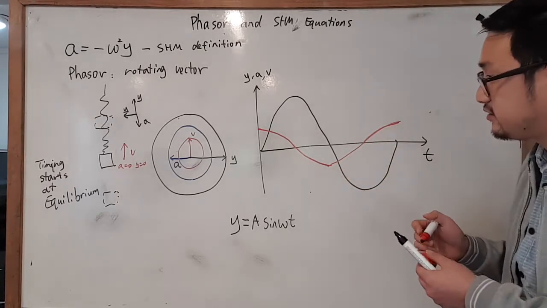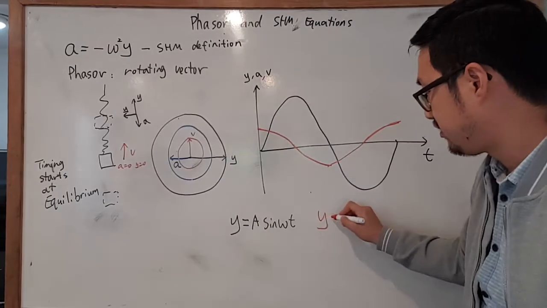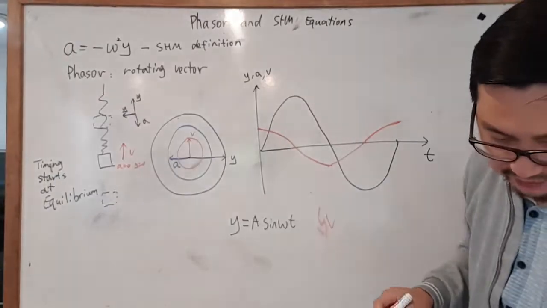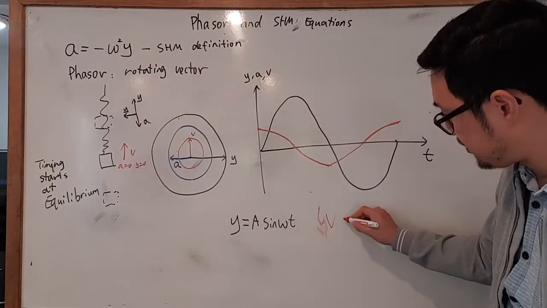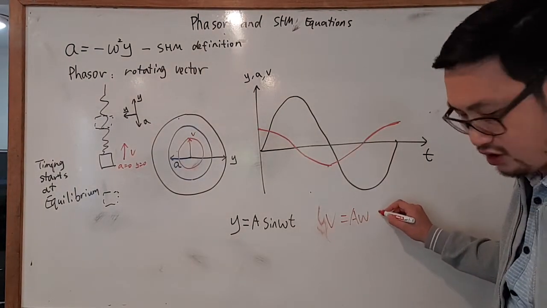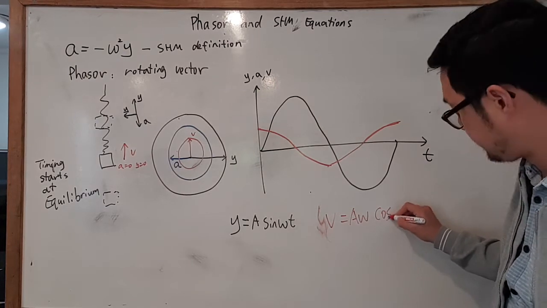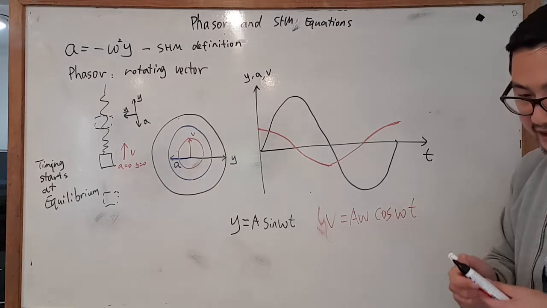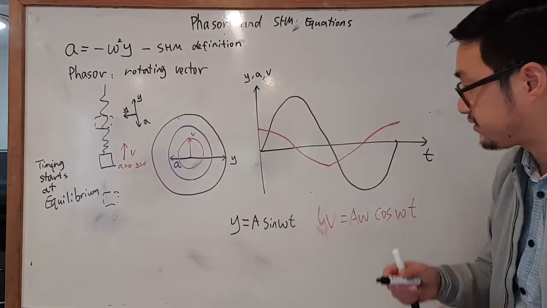Okay, you can see, this is going to be my velocity. Velocity is a cosine graph. So we know velocity equals a omega cosine omega t.